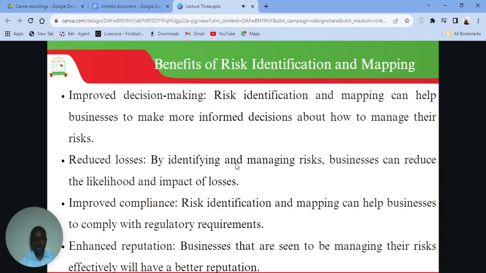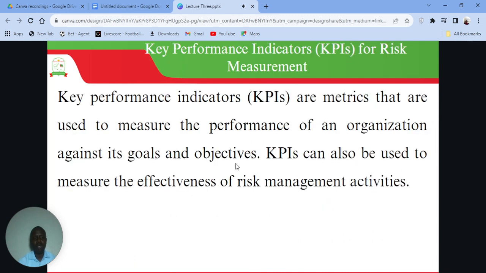Now, when we do risk identification and mapping, we are bound to benefit in different ways. Number 1 is improved decision making. Risk identification and mapping can help businesses to make more informed decisions about how to manage their risks. So better decision making, reduced losses, improved compliance, enhanced reputation, and so on and so forth.